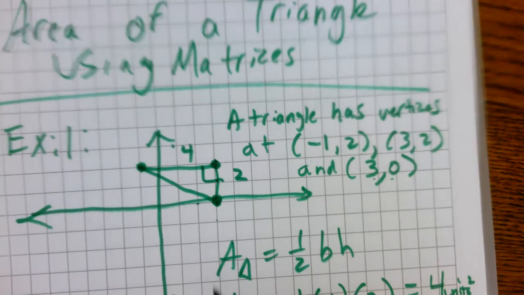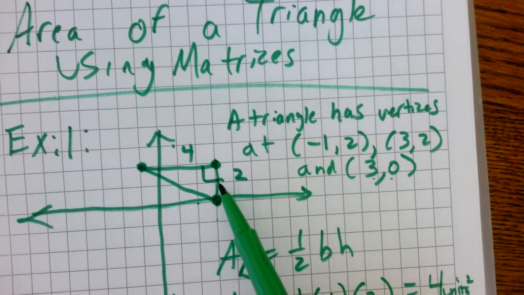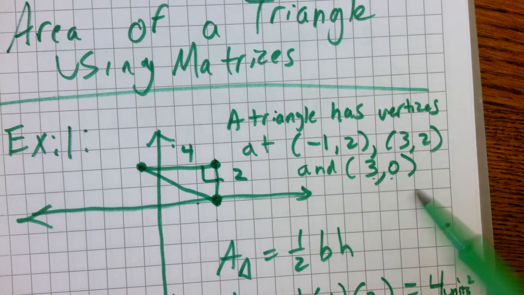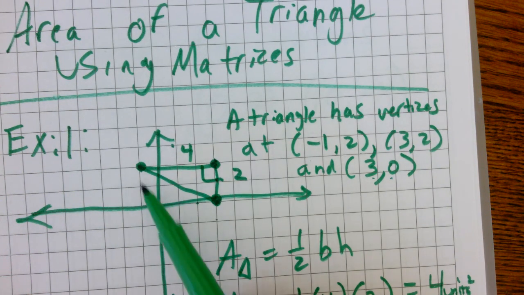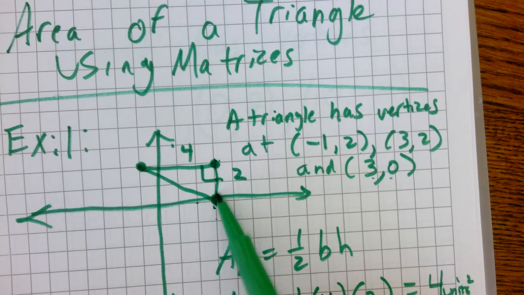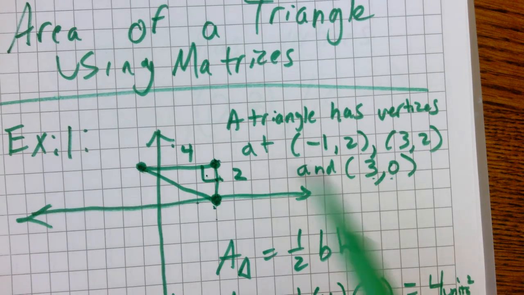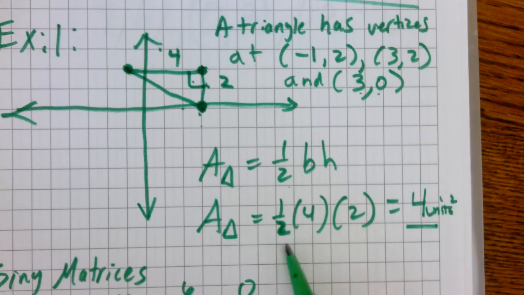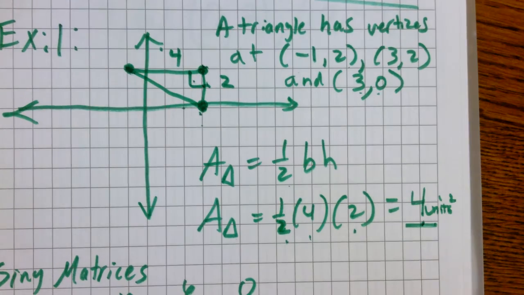Now, I made this one a right triangle so you understand how we could do this one by hand without using matrices. Then I'm going to show you using matrices you can get the same answer. So I plotted the points -1, 2, 3, 2, and 3, 0. You can see this is 2, this is 4. And we know the area of a triangle is 1/2 the base times the height, and 1/2 times 4 times 2, it's 4 units squared.